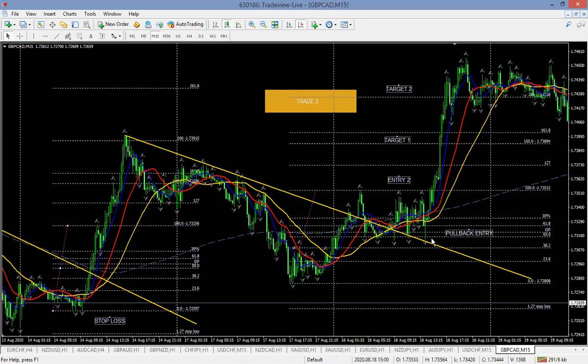Now the pullback entry got hit. 50%. No, it got hit. Stabbed. Now look at the rejection wicks on there. Got stabbed in, mate. We're in the trade. Stop loss again, it's down here. Was never in trouble, right? Break at 100, bring the stop loss up to break even.